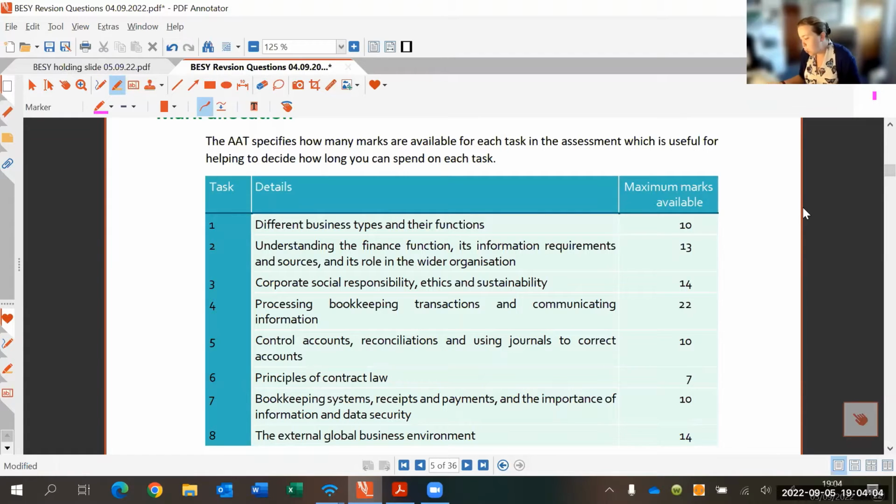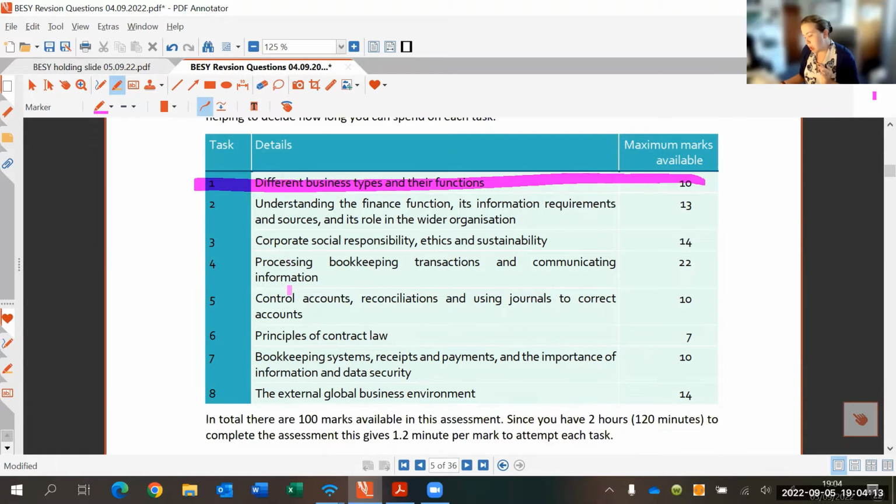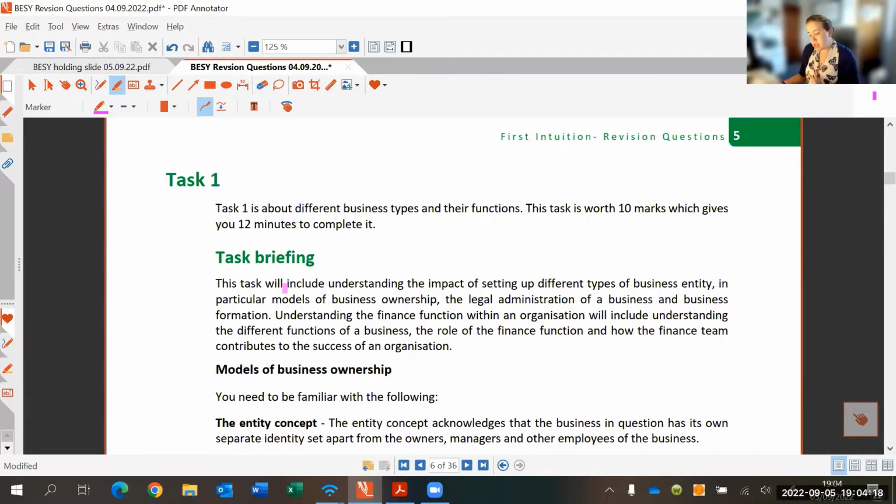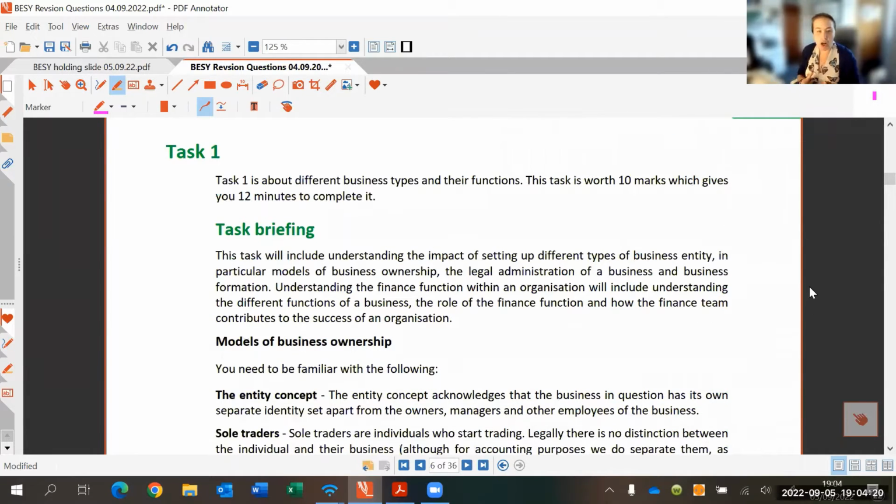So without further ado, we will have a look at this first one, task 1, which, as I said before, was for business types and their functions. There's not really any calculations involved with this first task. It's very much testing your knowledge. It's going to be filling in blanks, arrows, drop-down boxes, and all that sort of thing. So there will be some writing that I will do as part of this, but in the real thing, you're going to be looking at a drop-down box rather than having to type it yourself.